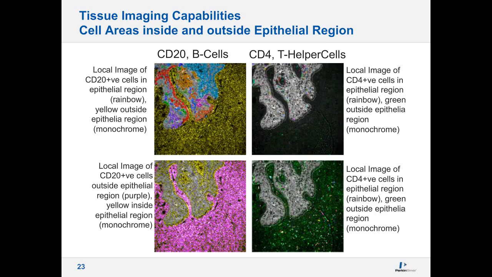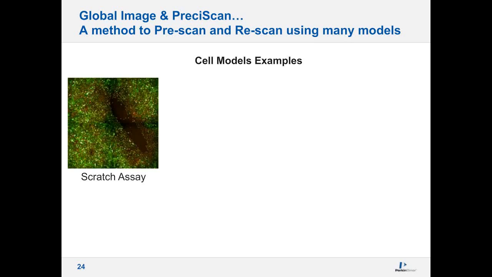So I think that there's a lot of promise here, and it's going to be exciting to see how research blossoms from this technology, and looking forward to seeing that. So I'm going to just really close and just kind of mention some of these other cell models that you could think about using PreciScan and global image for, because really it's a method for pre-scanning and rescanning cells, tissues, and organelles and other things.